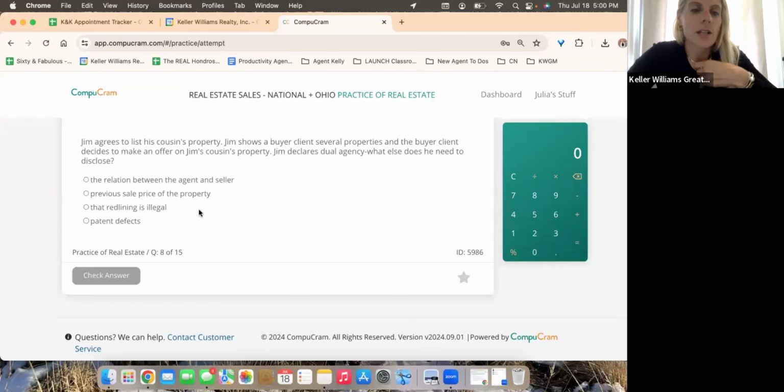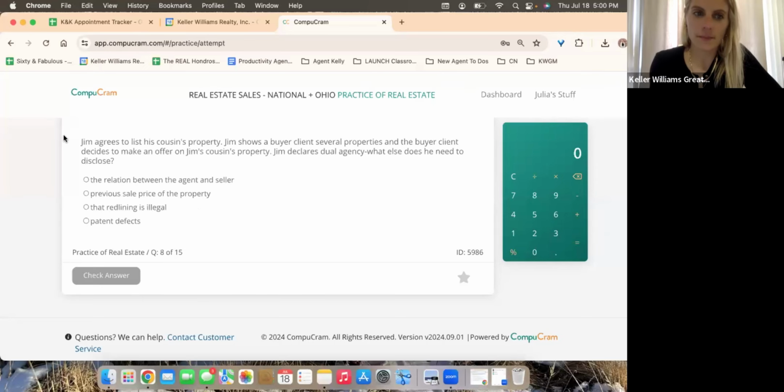Okay. Jim agrees to list his cousin's property. Jim shows a buyer client several properties, and the buyer client decides to make an offer on Jim's cousin's property. Jim declares dual agency. What else does he need to disclose? A, the relation between the agent and seller. B, previous sale price of the property. C, that redlining is illegal. Or D, patent defects.